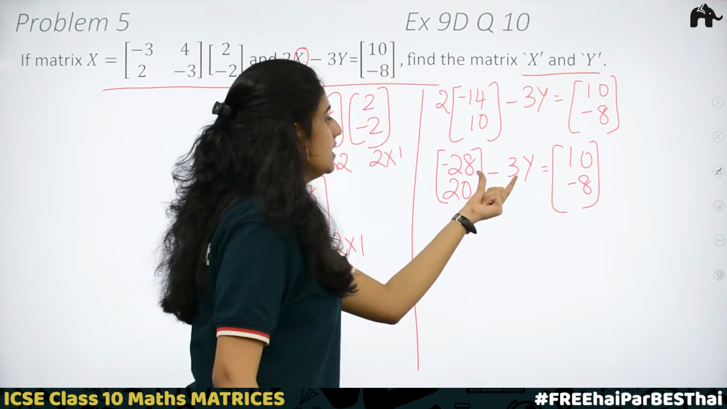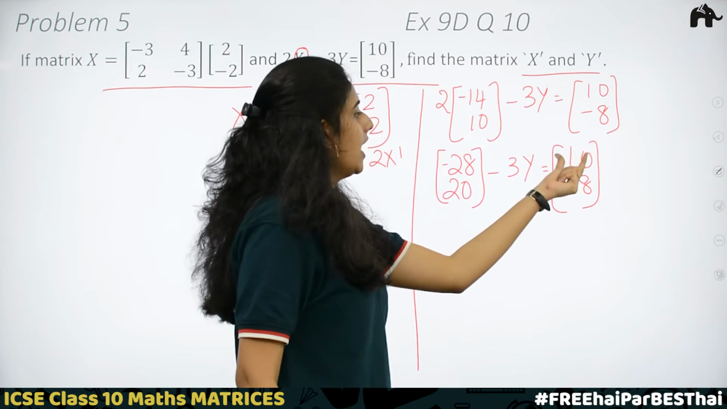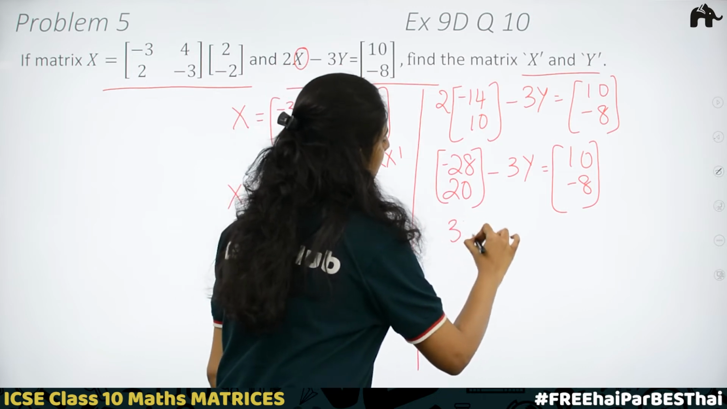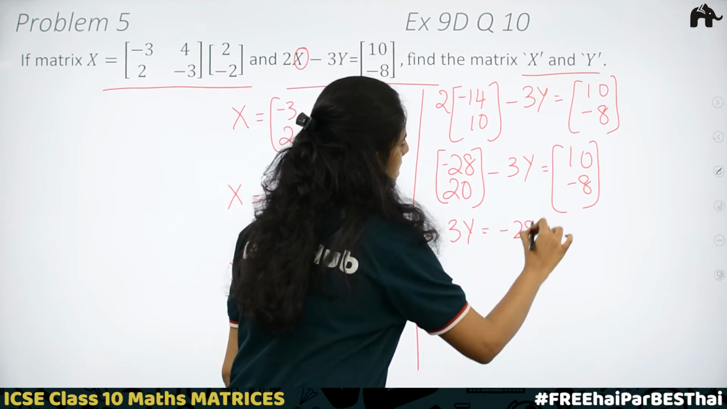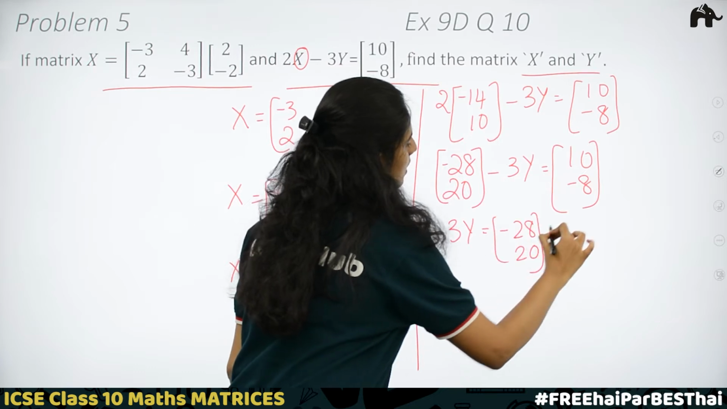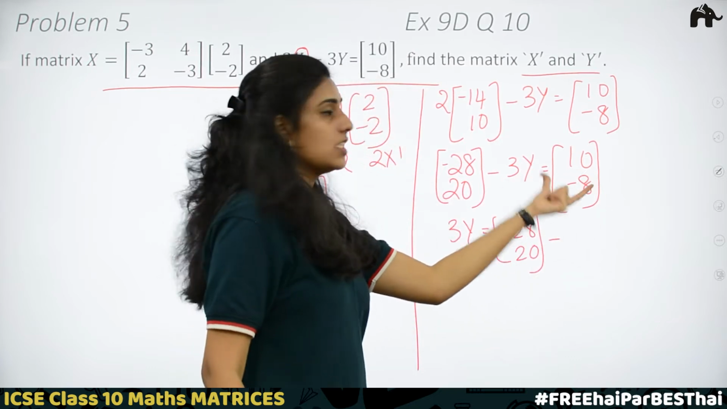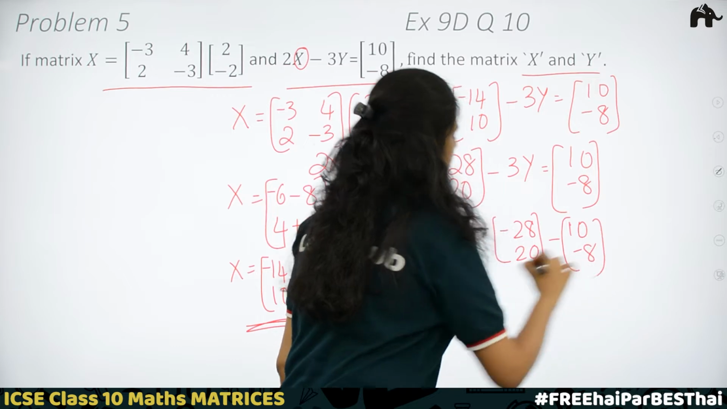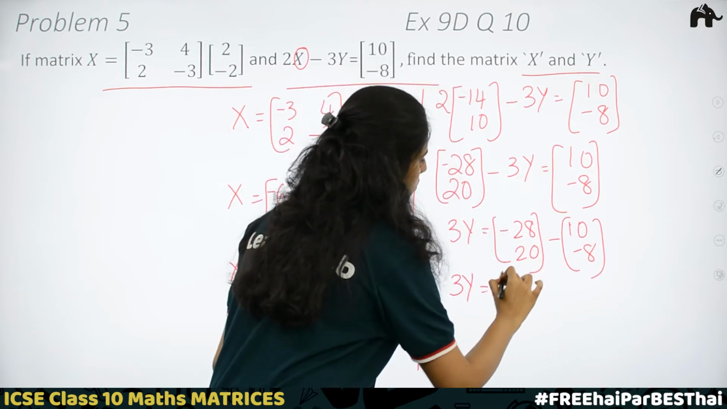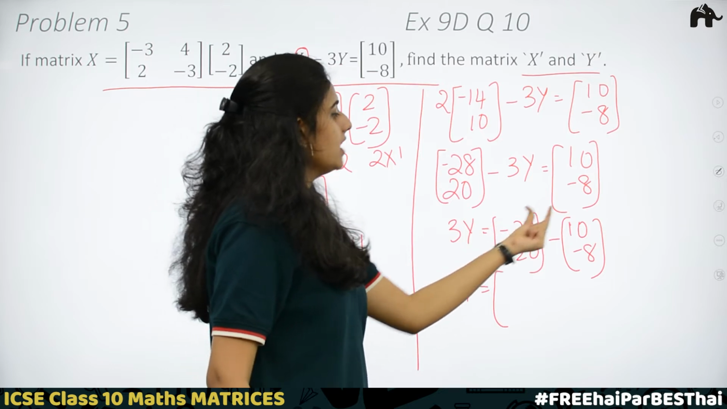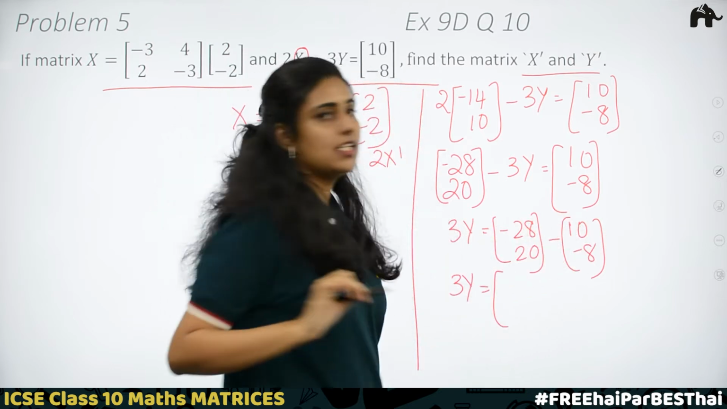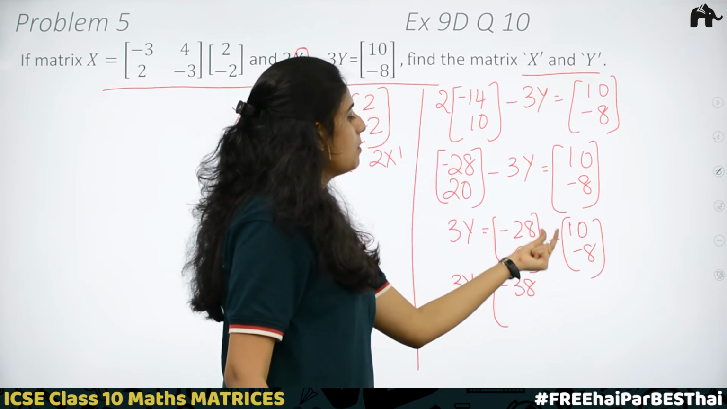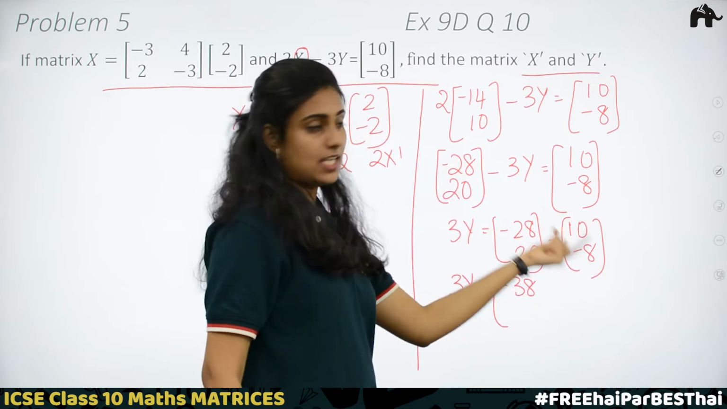Okay. Now taking this minus 3y to the opposite side and this matrix to this side, we get 3y is equal to minus 28, 20 minus, this becomes negative because taken to the opposite side, minus 10 minus 8. That is 3y is equal to minus 28 minus 10. Minus 28 minus 10 is minus 38. Next, 20 minus of minus 8, 20 plus 8, which is 28.